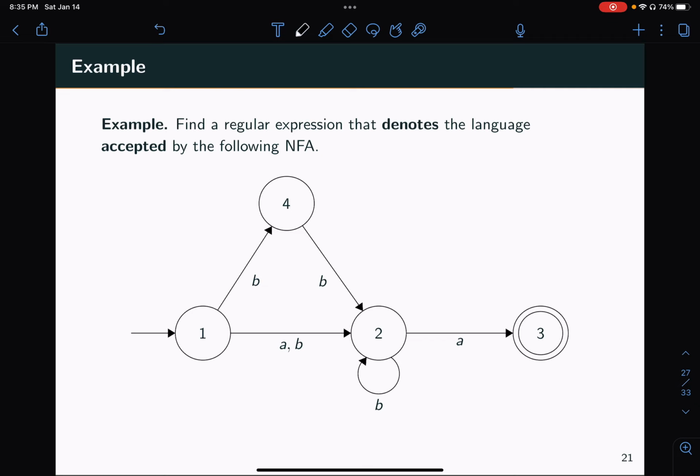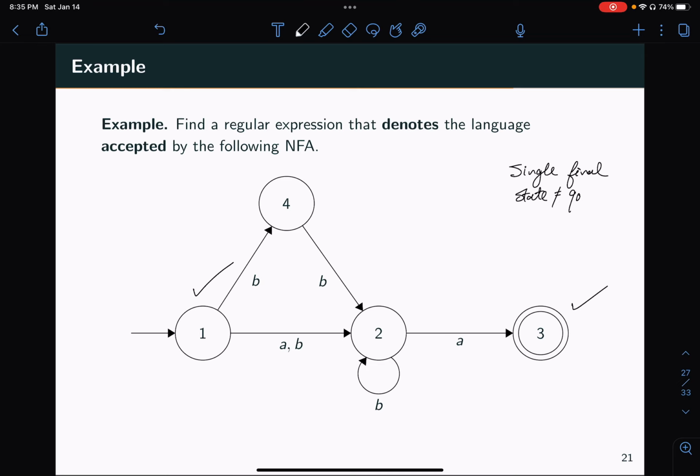So we want to find a regular expression that denotes the language accepted by the following NFA. Okay, so this is my NFA. So the first thing I do, I need to have a single final state, which has to be distinct from the initial state. Here, that's good. I have a single final state here, and it's distinct from the start state, which is denoted by 1.